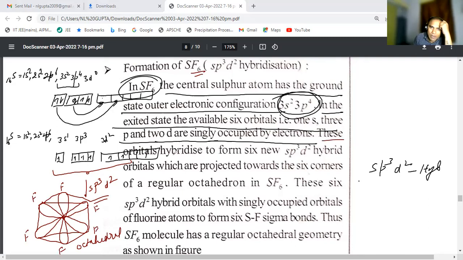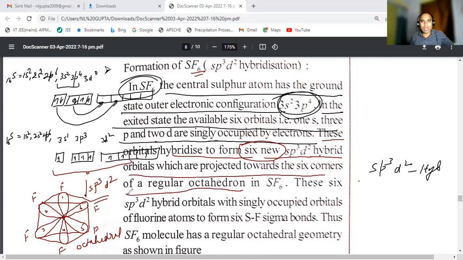These orbitals hybridize to form 6 new orbitals. You can count here: 1, 2, 3, 4, 5, and 6. 6 new sp3d2 hybrid orbitals, which are projected towards the 6 corners of a regular octahedron.